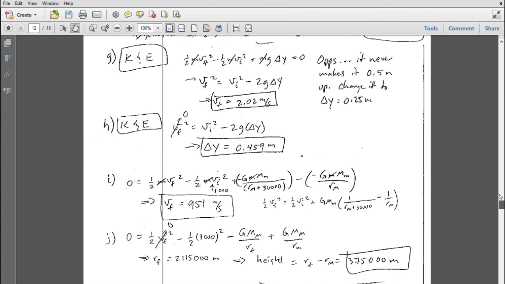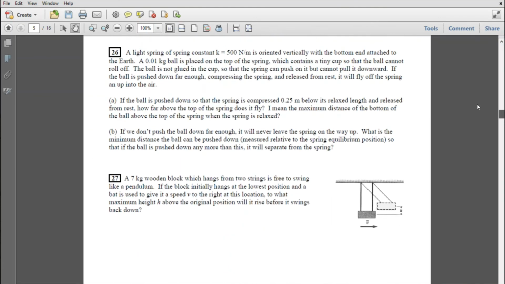Whew. Finally, problem 27. Hey, this looks like a ballistic pendulum, except I don't think we have to use any momentum methods here. In this case, the block is hanging there, and someone uses a bat to give it a whack to the right, and so it's given an initial speed v to the right, and to what maximum height h will it rise. So we don't need to use conservation of momentum here.